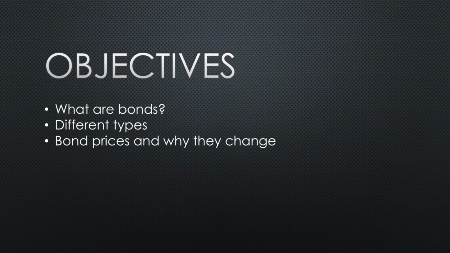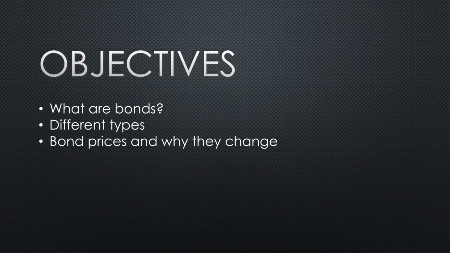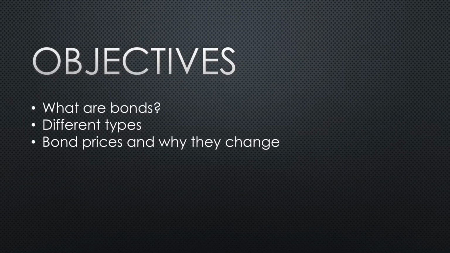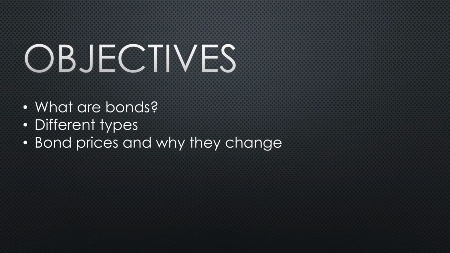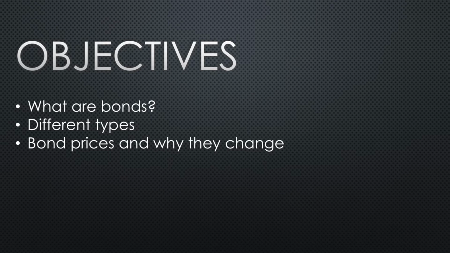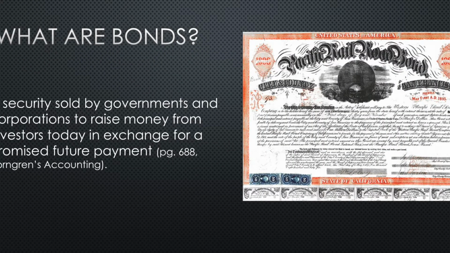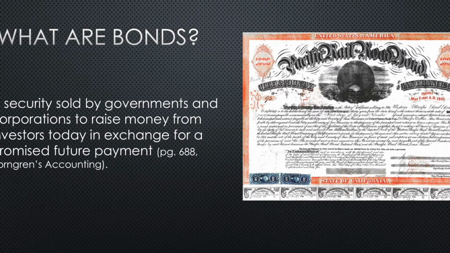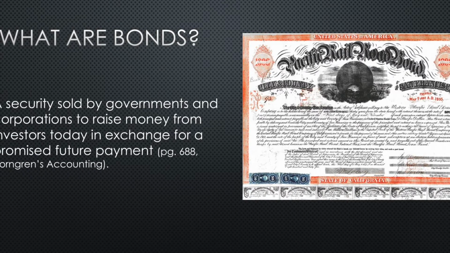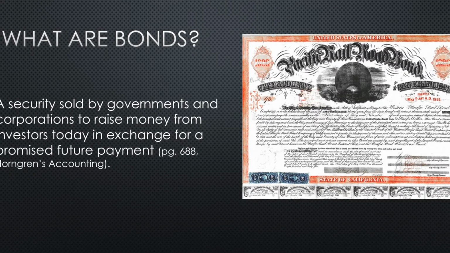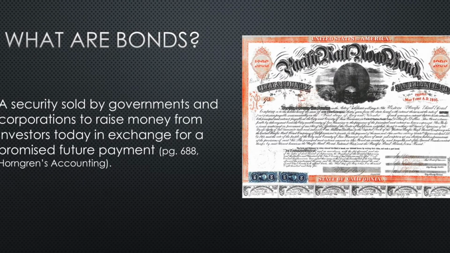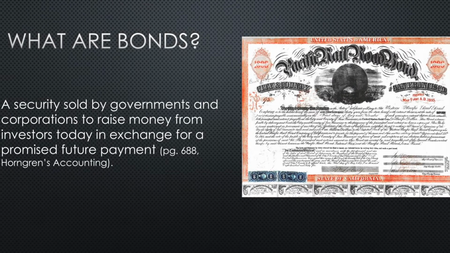The objectives we will be covering over bonds include what bonds are, the different types of bonds, and bond prices and why the prices fluctuate and change over time. What are bonds? Bonds are securities sold by governments and corporations to raise money from investors today in exchange for a promised future payment, according to the text in our textbook.